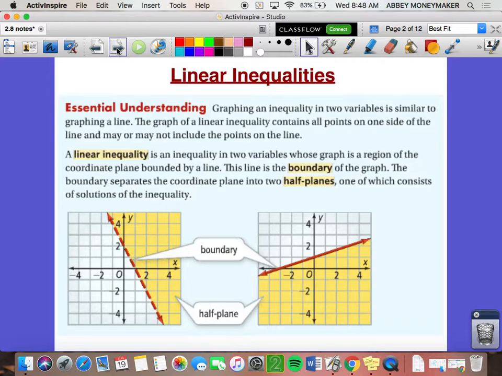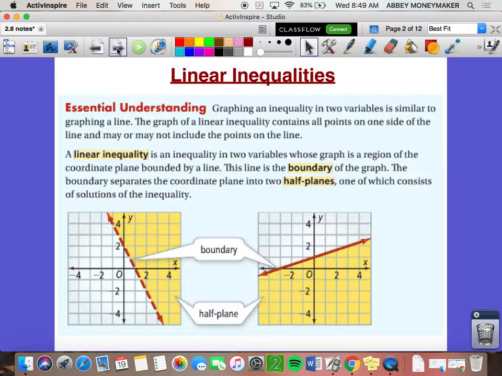Like I said, this is where the dotted versus solid comes into play, and then your answer is going to be a shaded region, as you can see from the graphs at the bottom. A linear inequality is an inequality in two variables whose graph is a region of the coordinate plane bounded by a line. This line is the boundary of the graph, and the boundary separates the coordinate plane into two half planes, one of which consists of solutions of the inequality.